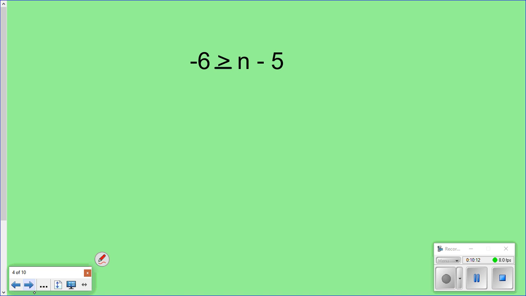Okay, do this one in your notebook. It's -6 and it's greater than or equal to n minus 5. -6 is greater than or equal to n minus 5. Notice I just switched things around. You still have to work with the variable side first. Work with the variable side first. And what you're going to do to get rid of that -5. Variable side first.